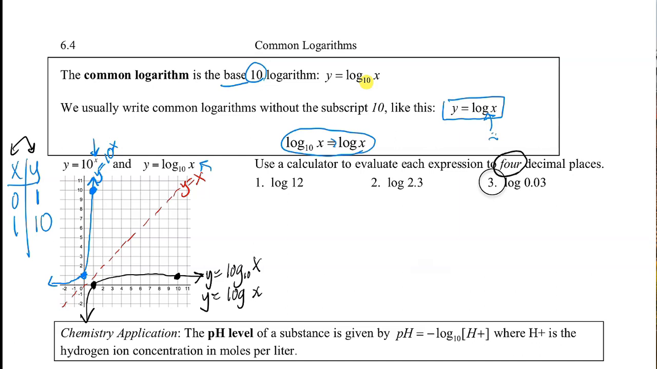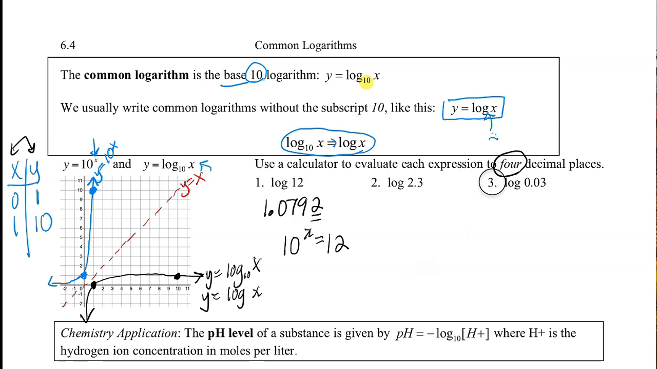We're rounding to 4 decimal places, the nearest 10,000th. So that would be 1.0792. It was a 1.0791 8, but the 8 rounds the 1 up to a 2. What this is telling us is if I had a base of 10 and I wanted to know what exponent will get me to 12, that exponent is 1.0792. You can even try that on your calculator. If you did 10 raised to the 1.0792, you would get roughly 12 due to rounding.